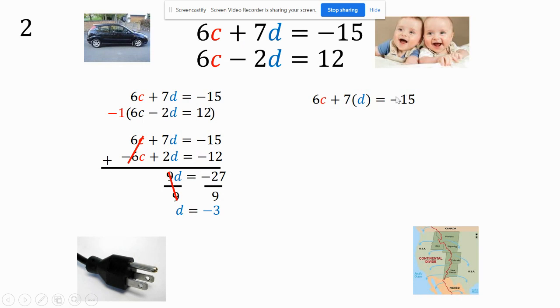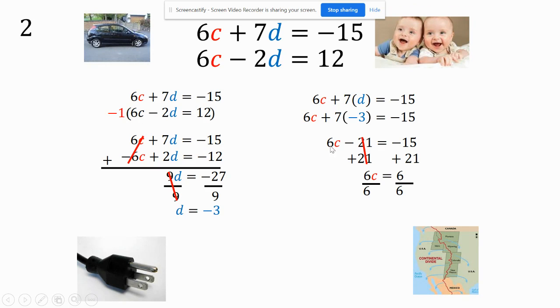Replace d with negative 3, because that's what d was equal to. And I could have put it in this one. It wouldn't have mattered. So I'm going to do 7 times negative 3, which is negative 21, which I'm going to add 21 to each side to solve the equation. And I'm going to divide each side by 6. I have 6c equals 6. And so that means c equals 1. And once again, the answer will be 1, negative 3, because c comes before d.